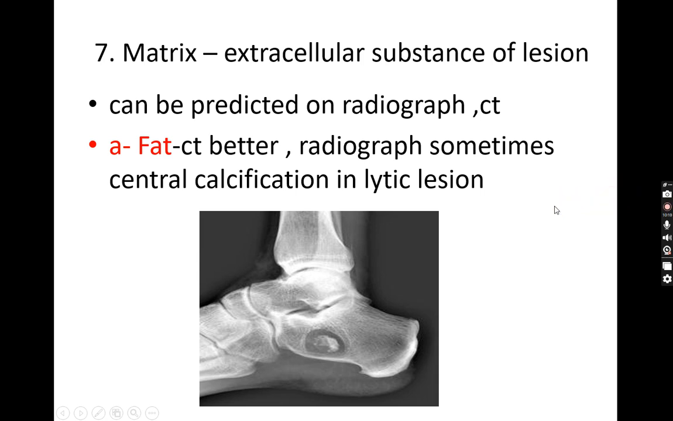Then we can predict the matrix on the radiograph. First matrix, that is the extracellular substance, is fat. The typical location of lipoma is the calcaneum. It is showing lucency and central calcification.